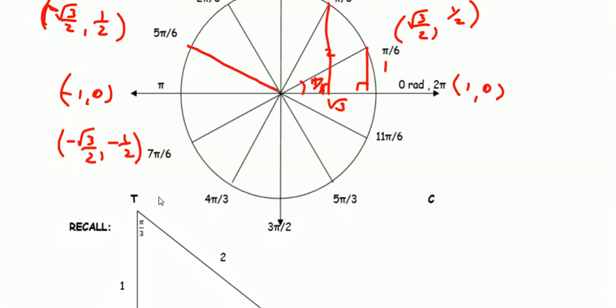Keep going. Right here, this one is the same as the one at the top you can't see, but you've got it written down. It's 1/2 and root 3 over 2, both of which are negative.